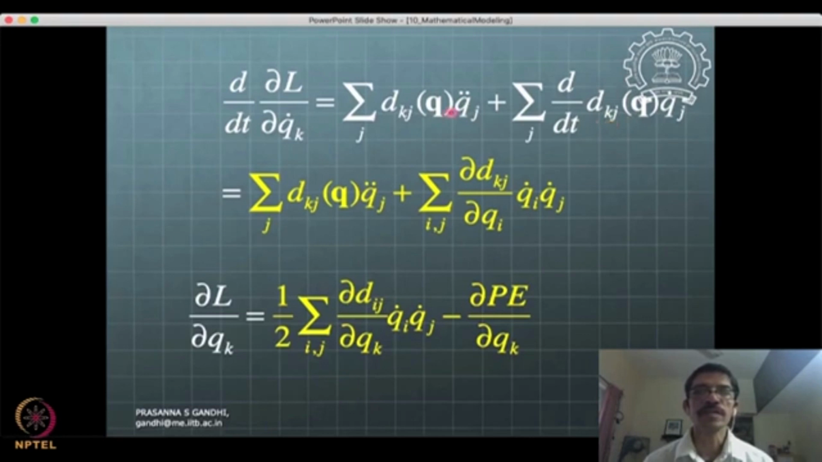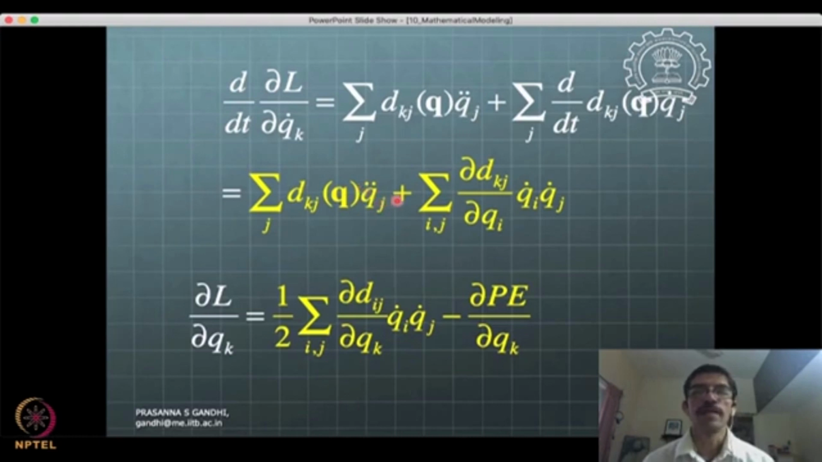You can see that this first term yields directly a term in the final equation, dkj qj double dot. This is a term that will appear in the final equation, because we'll assemble these terms when this complete derivative is done. No more derivatives will be executed after this; after this there is just assembly of the terms.